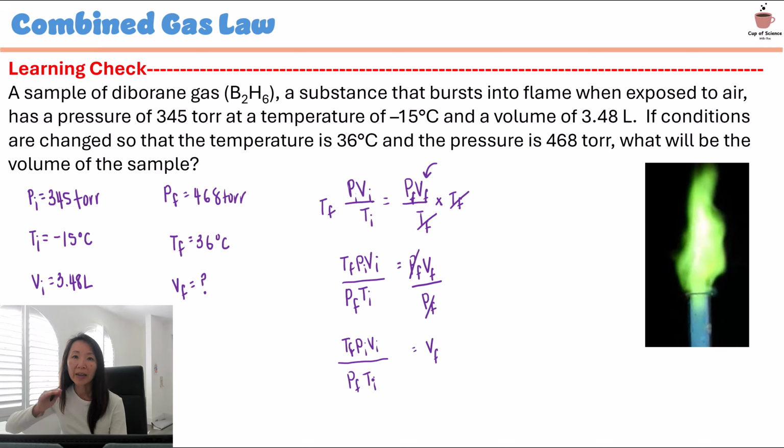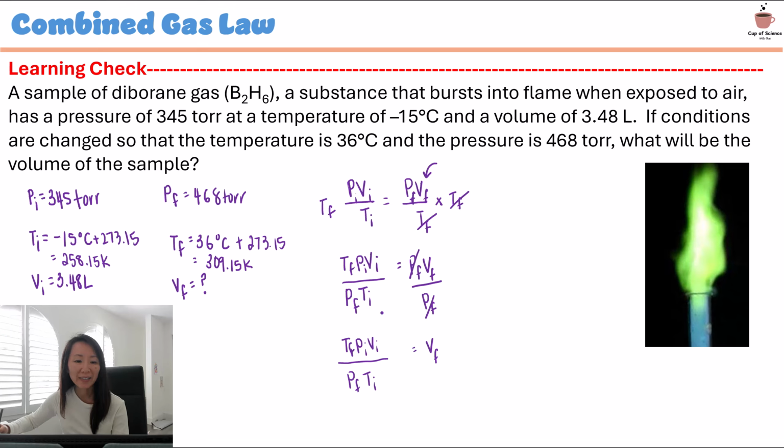We can go ahead and plug a lot of the values in except for temperature. Why not temperature yet? Because it must be in Kelvin. So let's go ahead and add 273.15 to both of these to get the Kelvin. So I want you to go ahead and calculate this out and come back.